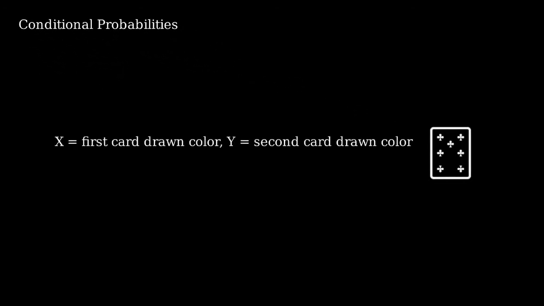We may be interested in the probability of an event given the particular outcome of another event. For this, we use conditional probabilities. Let's look at our example of drawing two cards sequentially from the deck of cards without replacement. Let x take a value depending on the color of the first card drawn, and y take a value depending on the color of the second card drawn. In this situation, we may ask what is the probability that y is red given that x is red.